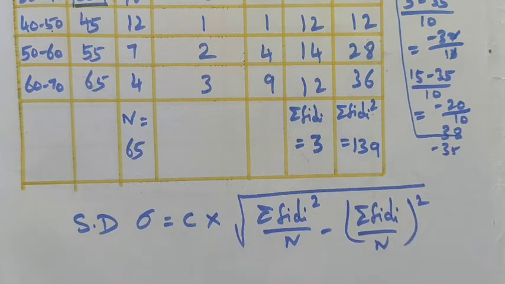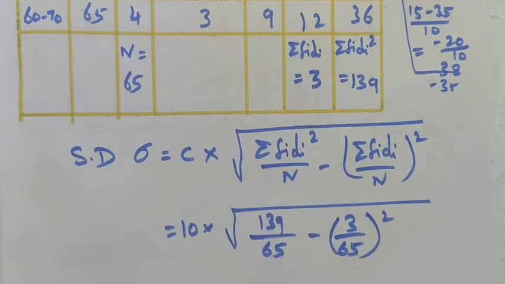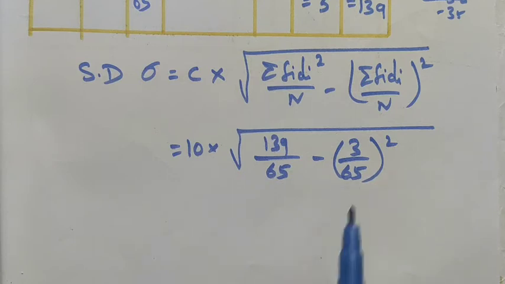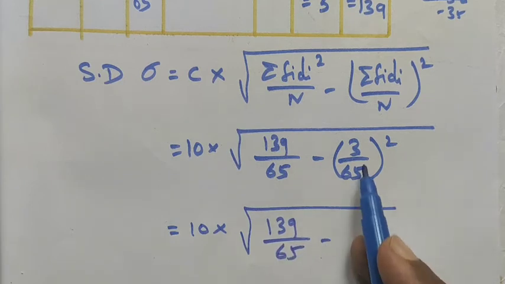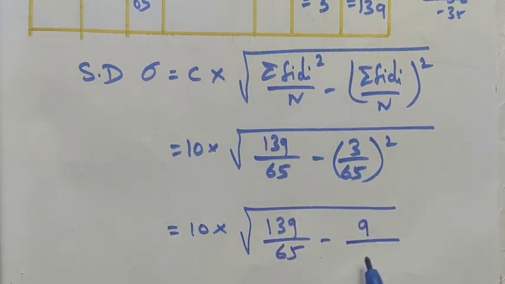Now see, the common divisor is 10, into root of summation fi di square, which is nothing but 139 divided by 65, minus summation fi di, which is nothing but 3 divided by 65, whole square. Next, square this term, we get 10 into root of 139 divided by 65 minus, squaring this term, 3 square is 9 and then 65 into 65.